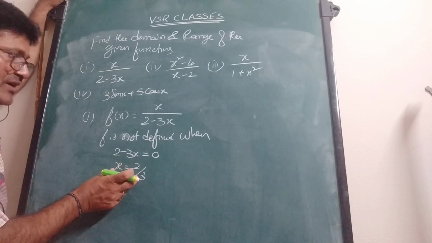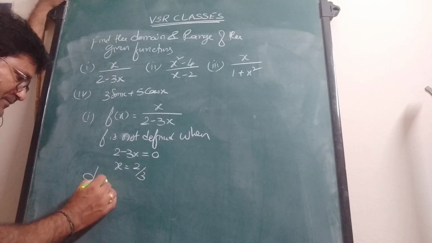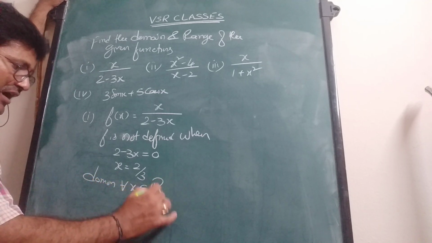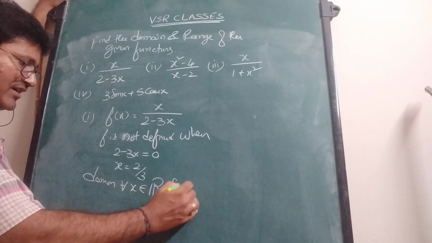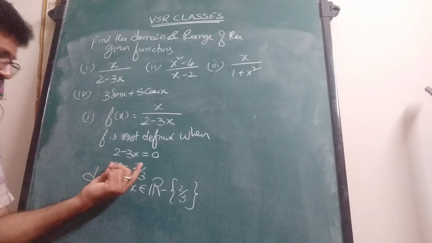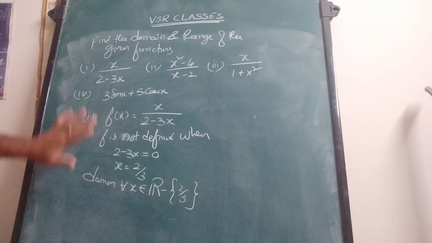Where x is equal to 2 by 3, this function goes to infinity. So the domain is for all x belongs to R minus 2 by 3. We have to remove this element from the total R. Okay, this is the domain of this function.